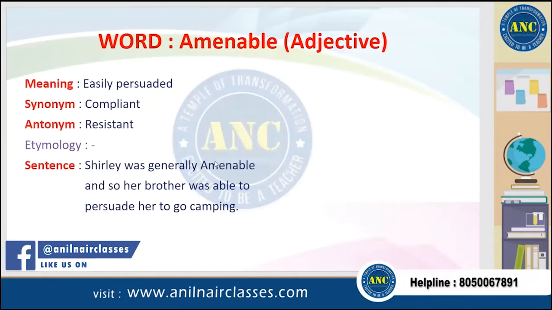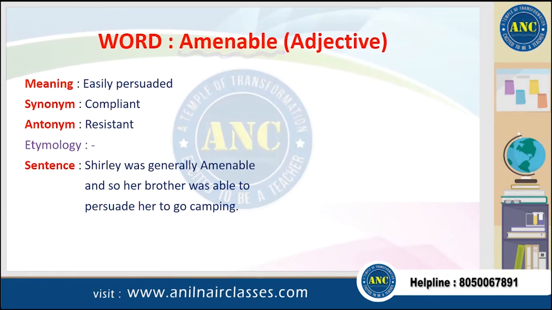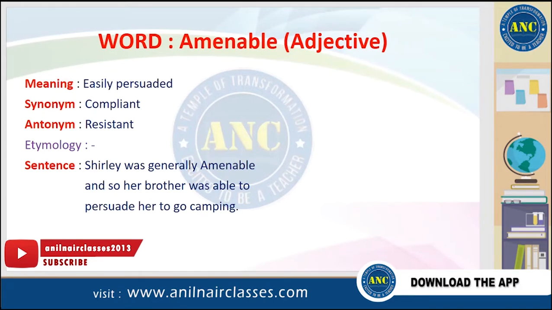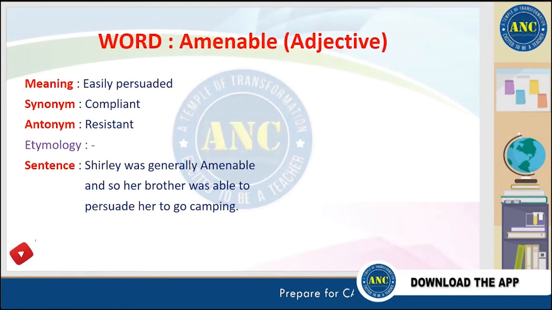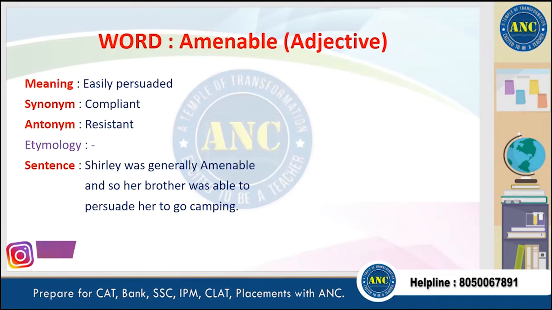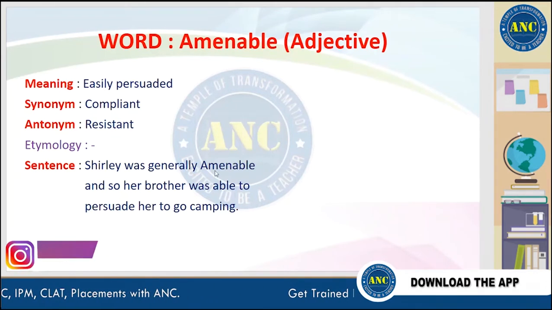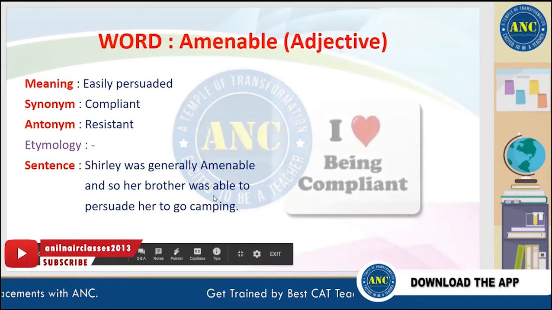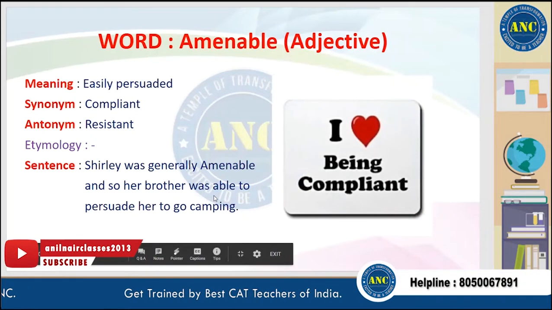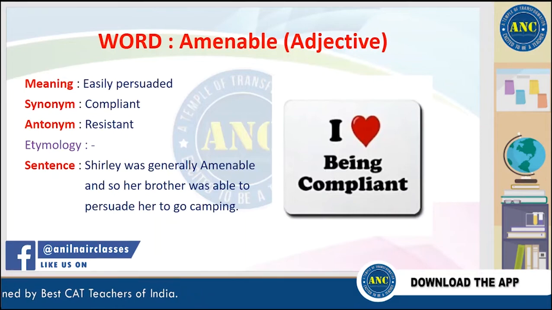Moving on to the next word, amenable. Amenable means easily persuaded. A synonym is compliant and an antonym is resistant. The sentence with amenable is, Shirley was generally amenable, and so her brother was able to persuade her to go camping. I love being compliant. I love being amenable.